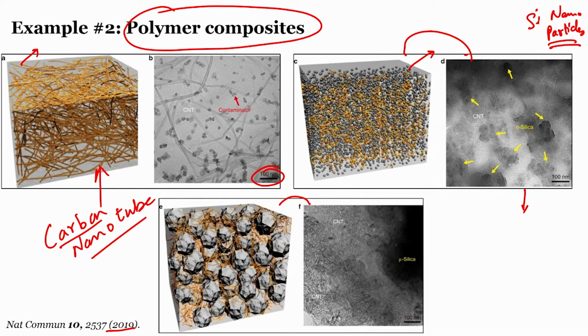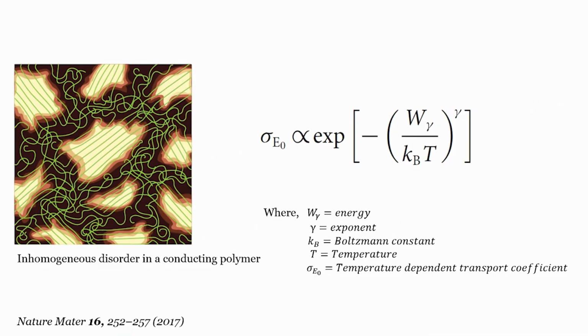So leaving you with that thought, we will try to understand how transport can be understood in such composites. This is a 2D representation of the similar thing that you have seen in the previous slide, and this is an inhomogeneous disorder conducting polymer. So disorder you already know, conducting polymer is already discussed.